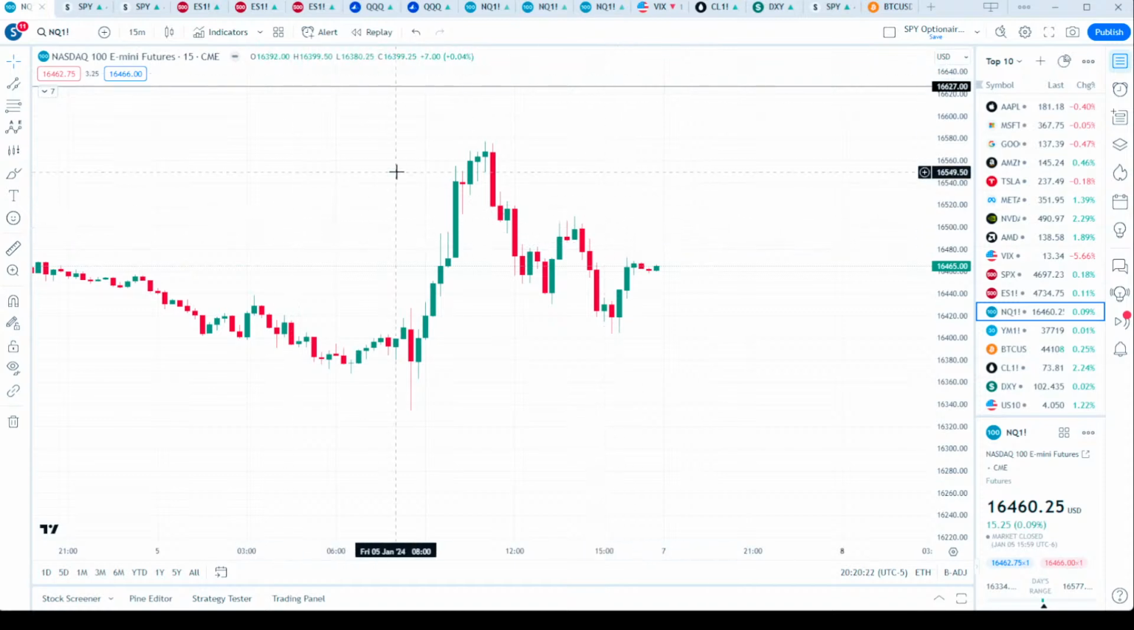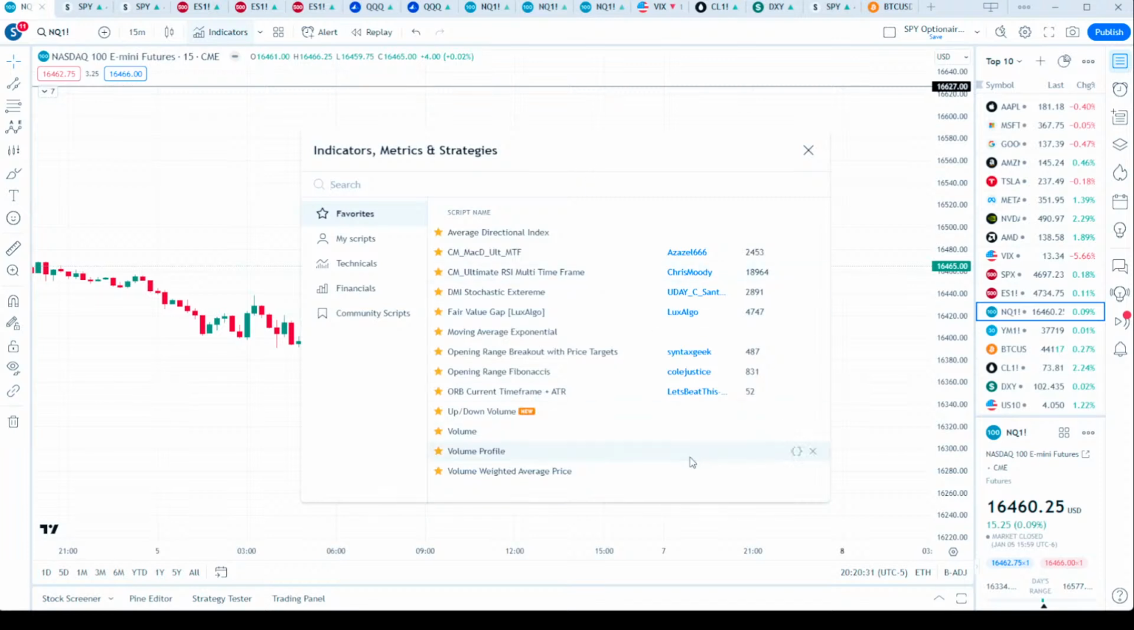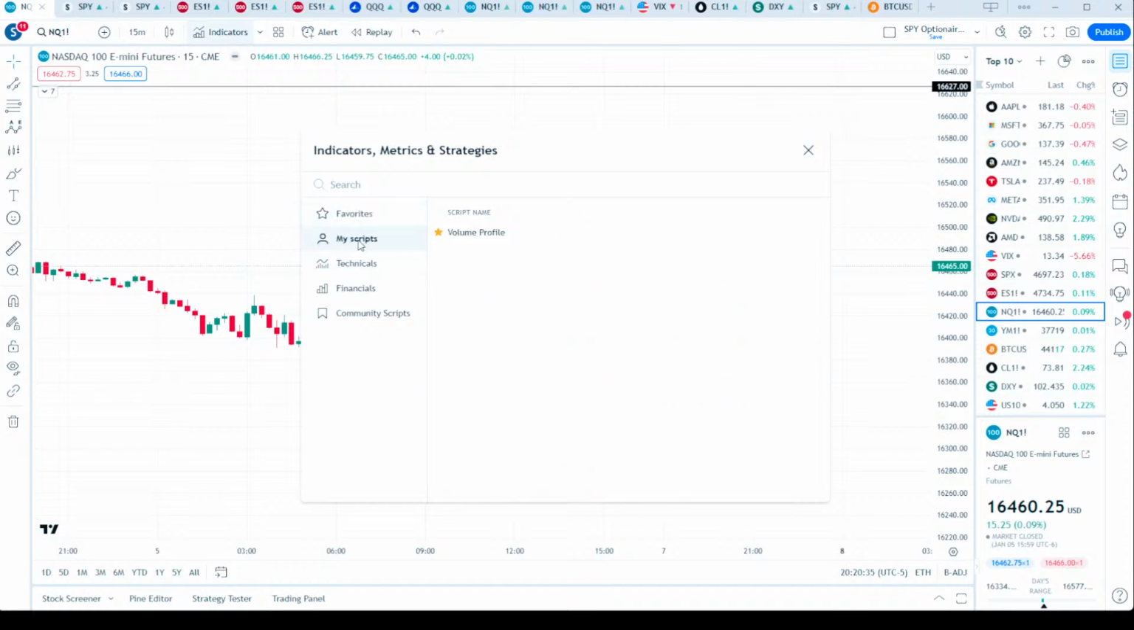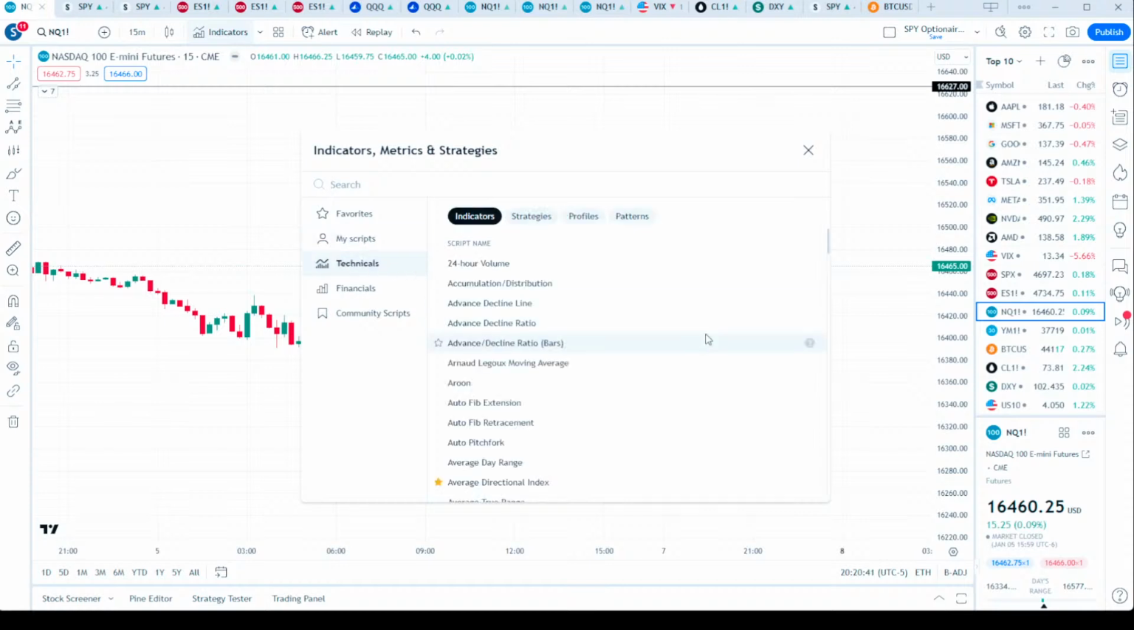If you want to add an indicator to your chart, you go up here, and obviously it says indicators. If you click on indicators, this is what it pulls up. There's a couple different ways you can do it. If you go to my scripts, if you have a script you added yourself, you can do that. You can go to technicals.